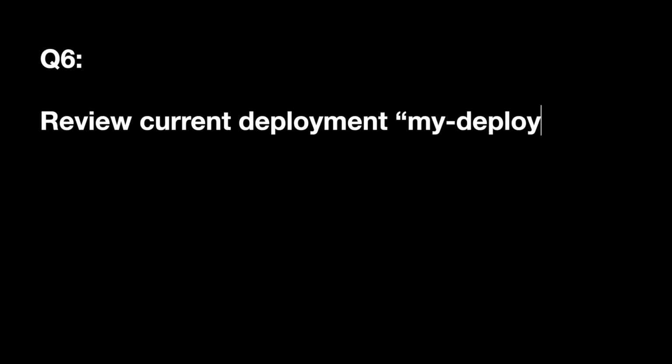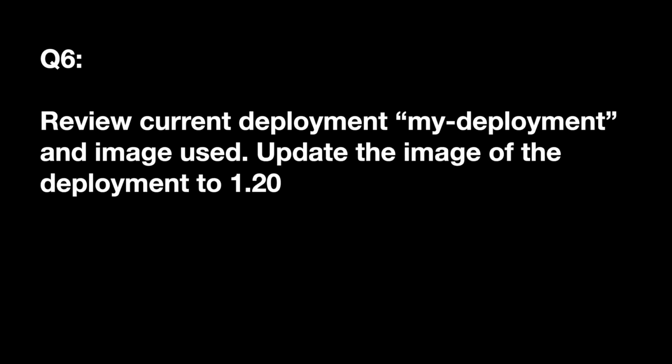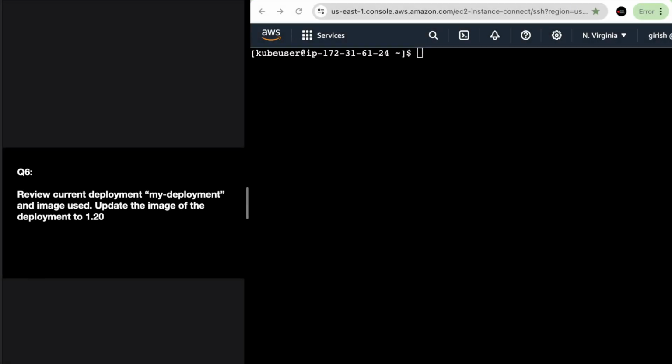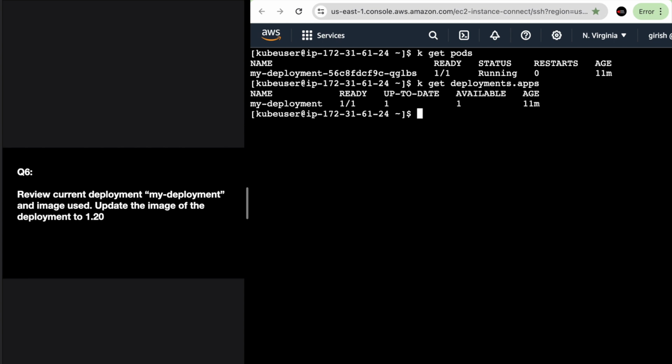Question 6. Review the current deployment, my deployment, and the image used. Update the image of the deployment to 1.20. Okay, so let's get into the cluster and check the number of pods running. You can see there is one pod which is part of the deployment. You can see from the name, but let me see the deployment as well. So you can see the deployment is created.